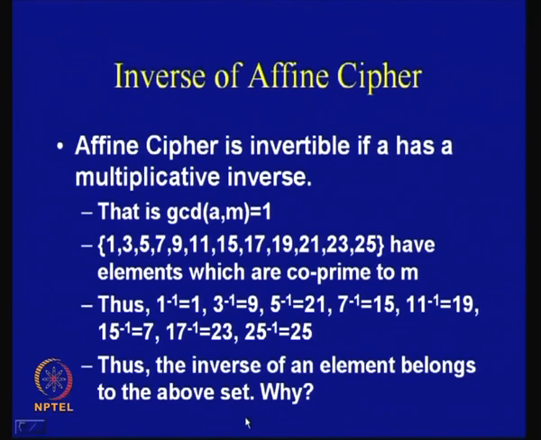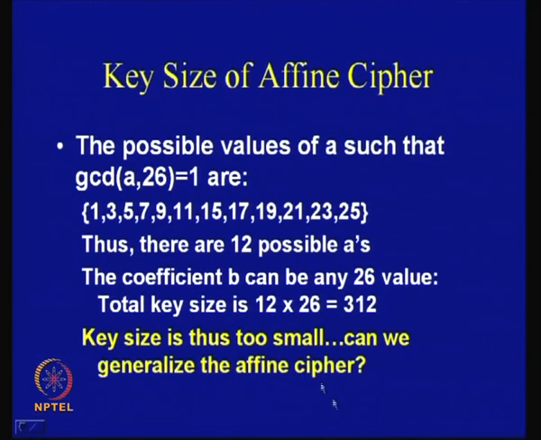Okay, so thus the inverse of an element belongs to the above set. So therefore it indeed belongs to the above set, and you can reflect on why. Therefore the question is, how many possible keys are allowed in this affine cipher? The value of a can take any of these 12 values, and b can be any of the 26 values. So the total key size is 12 into 26, which is equal to 312.